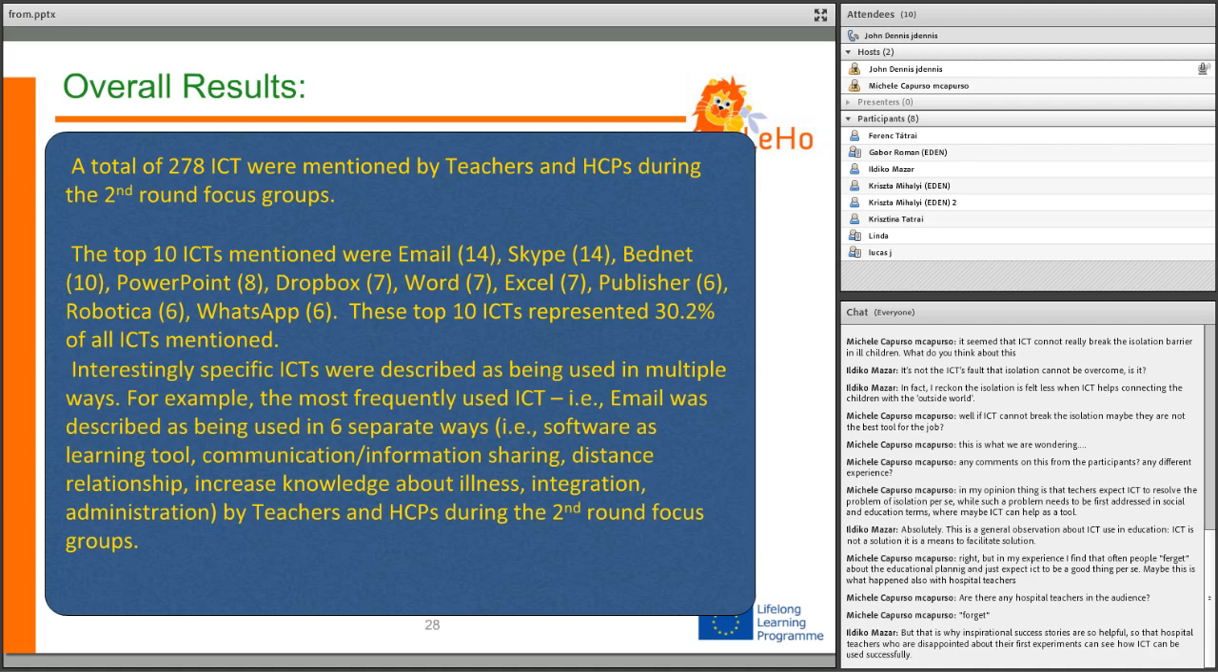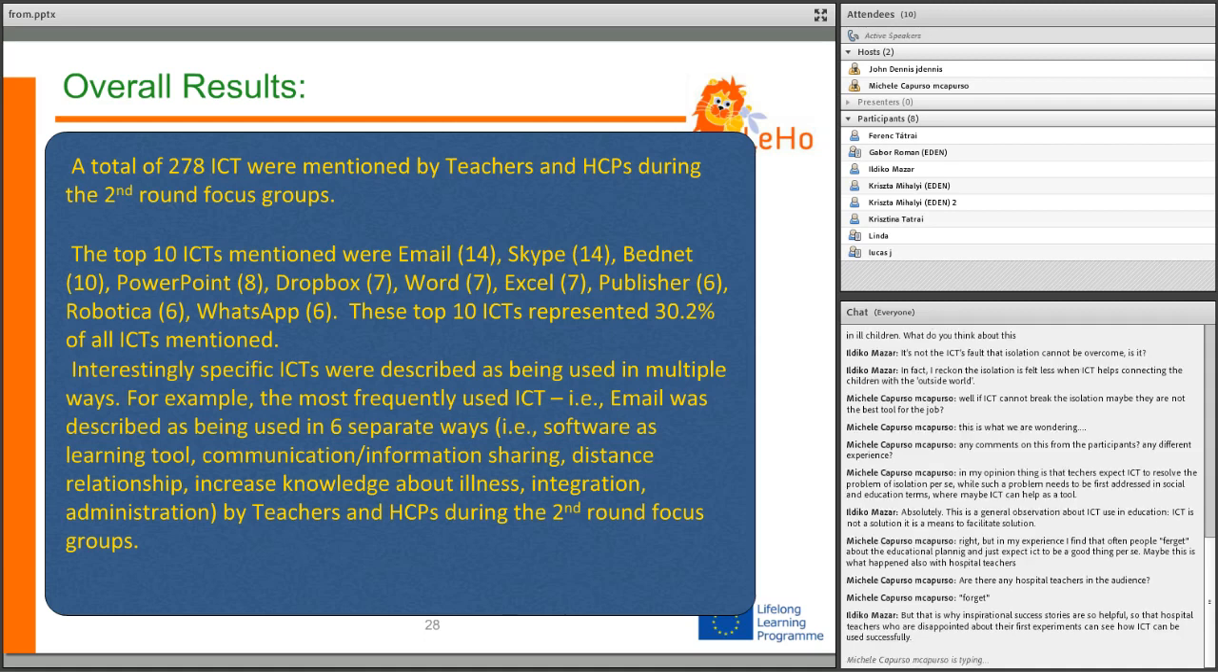You can see right there that it was used as a communication tool, for sharing information, for increasing knowledge, for integration, and as a learning tool by teachers and healthcare professionals.